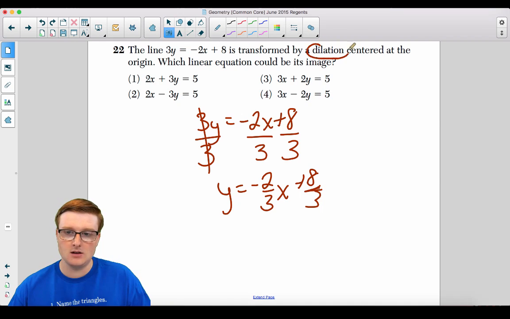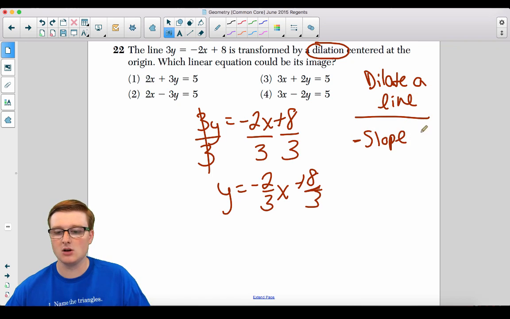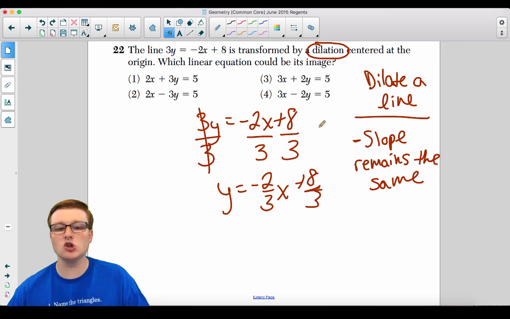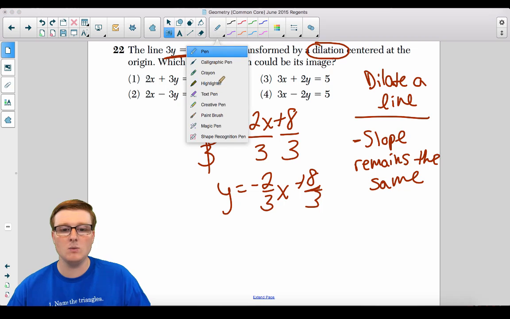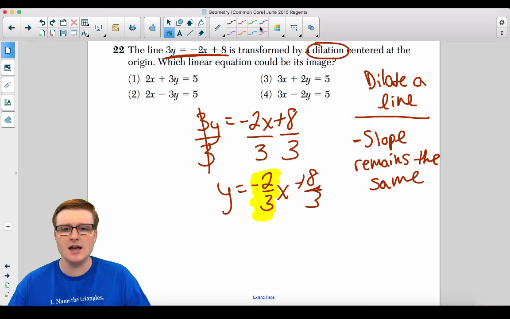Well, we're dilating a line. When you dilate a line, the slope remains the same. So I want to look for an answer that has the same slope as this line right here. Okay, I want to find that same slope. Well, the slope of this line, we just concluded that the slope is negative 2/3. Perfect. Let's go through each answer choice and figure out which one has a slope of negative 2/3.